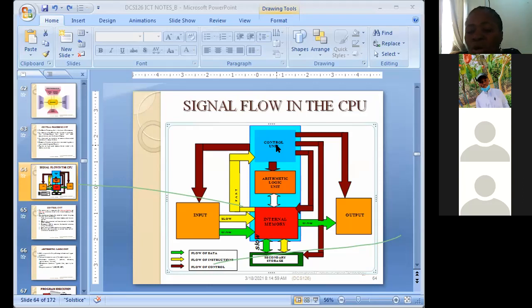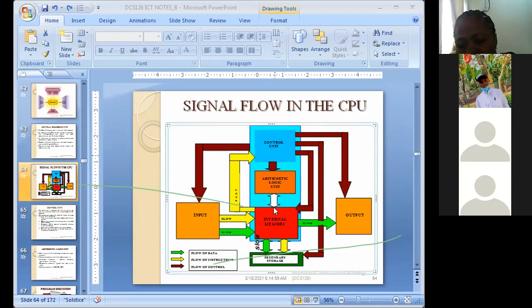And then the control unit now signals the arithmetic and logic unit, which goes into the internal memory to fetch the data along with the instructions and then begins the processing. So I've just shown you in brief what happens there. Now let's look at the other one. The other one, after the processing.